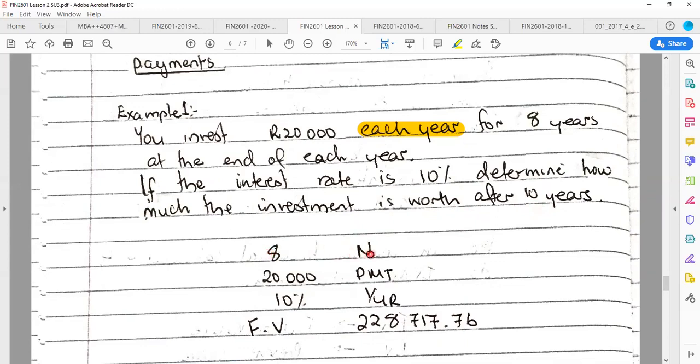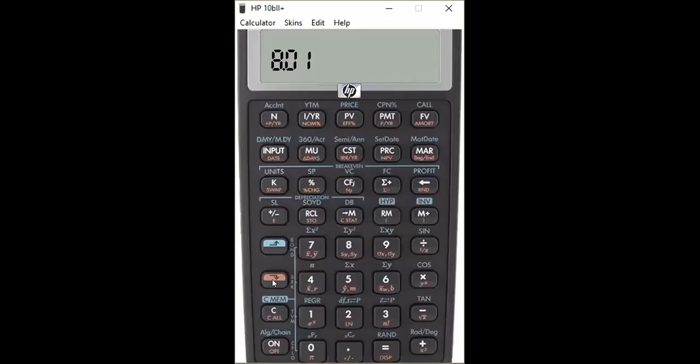So 8 is N, 20,000 is our PMT, we're investing this each year, 10% is our interest, and then our calculator gives us 228,717.76. I'll just show you that and put it into the calculator.